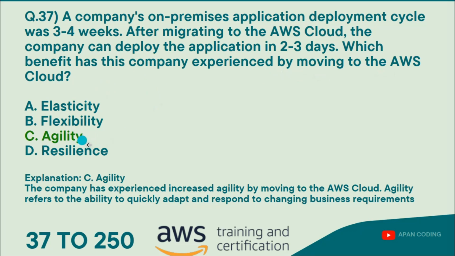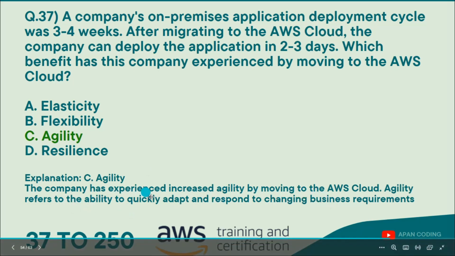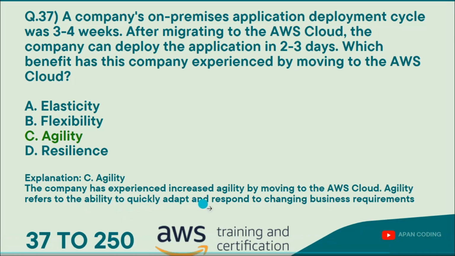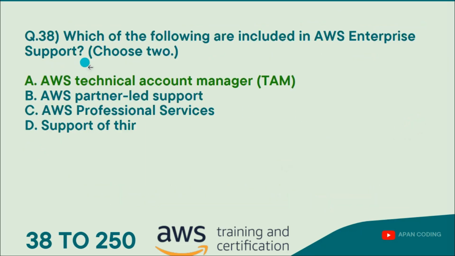Agility is very important, friends, because you can deploy the application software quickly. So now move on, the explanation is here. The company has experienced increased agility by moving to the AWS cloud. Agility refers to the ability to quickly adapt and respond to changing business requirements. Okay friends, they will quickly adapt.